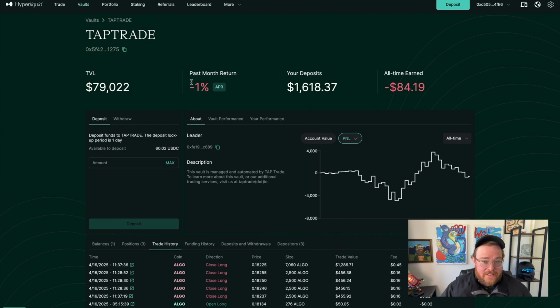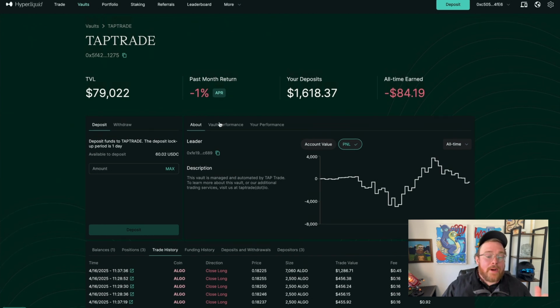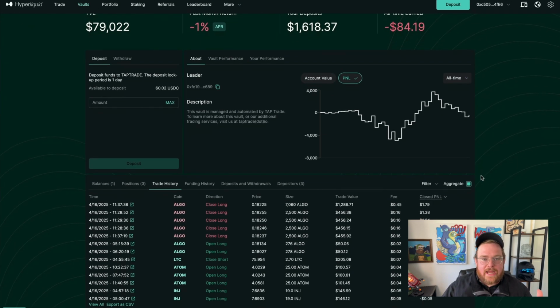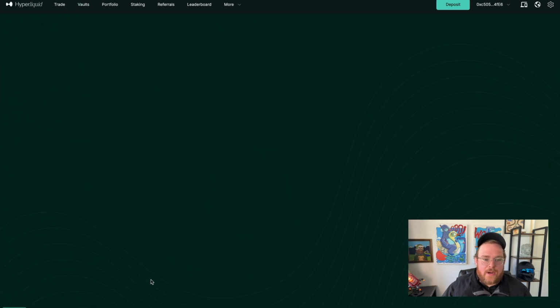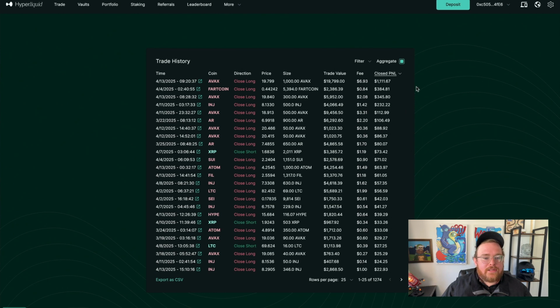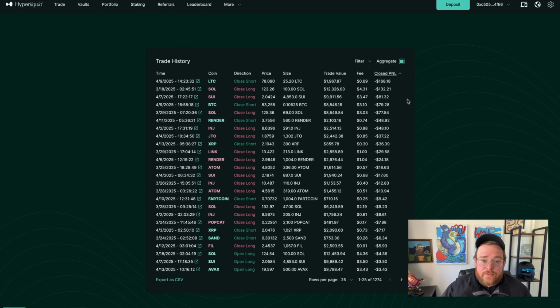It was also in beta testing for a long time, so the way the APR and P&L is calculated really varies pretty drastically. But the best way to see how this vault is performing is to just look at the trade history. And I always like to click View All and start with the bad.